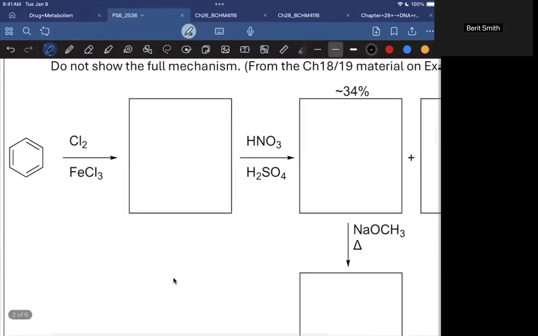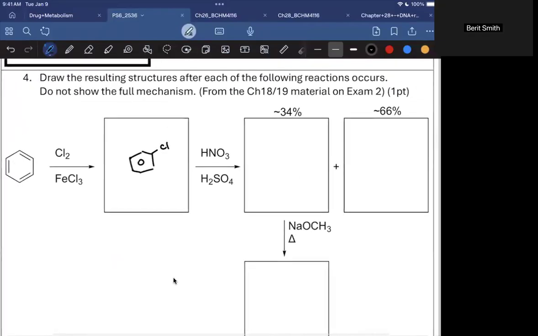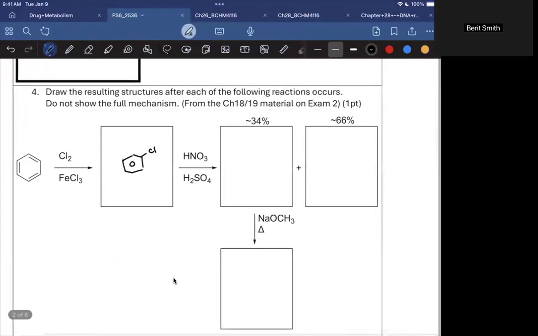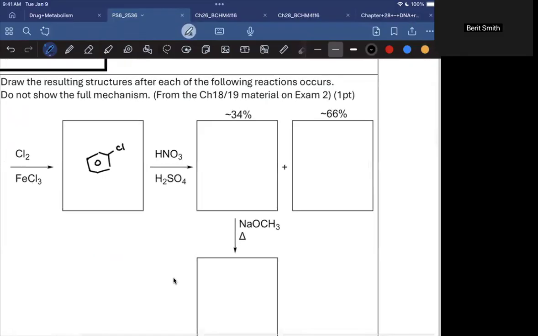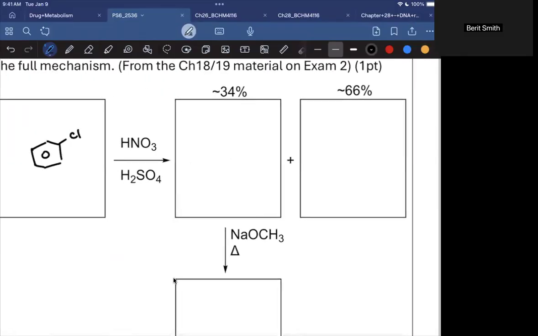This is just chlorination. And then the chlorine here, that is going to be an ortho-para director, if you guys remember from Unit 1. So that means we could either have an ortho or we could have a para. So I'm just going to draw them both here.